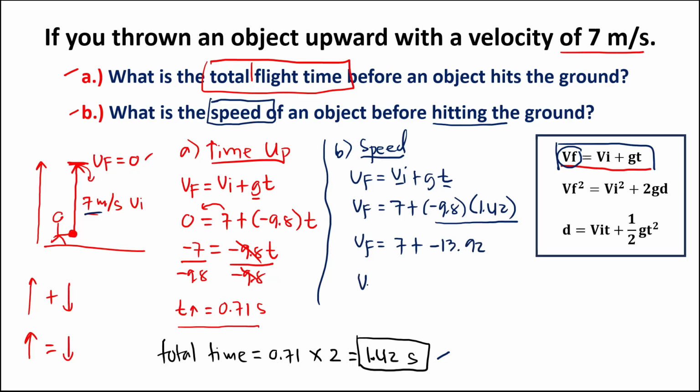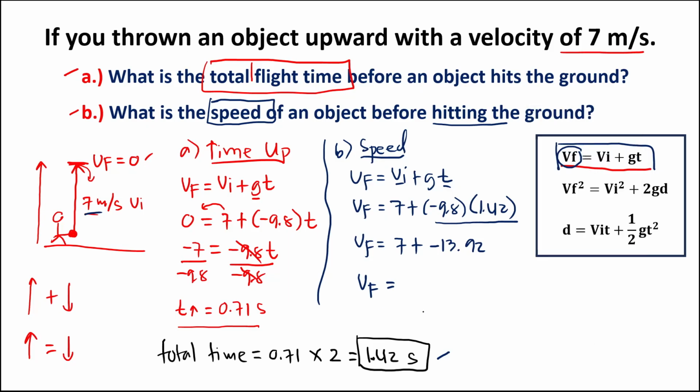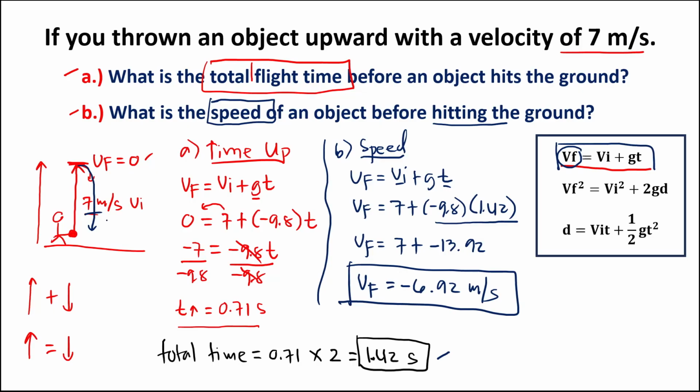So we have now the final velocity equals 7 plus negative 13.92, which is equal to negative 6.92. So the final velocity is equal to negative 6.92 meters per second. The final velocity is negative because the object is going down.